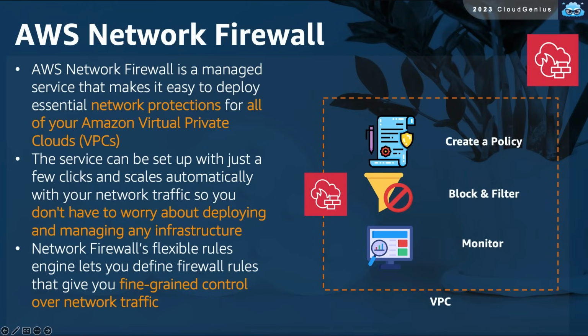This enables you to control the flow of traffic to and from your VPC resources and protect them from unwanted or malicious traffic. For example, you can use AWS Network Firewall to set up rules that allow only specific IP addresses or ranges to access your web servers or restrict certain applications from accessing the Internet.